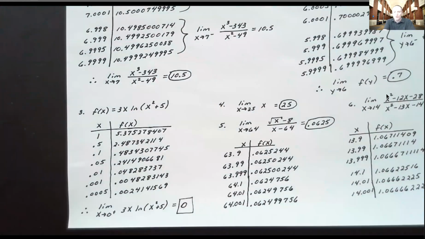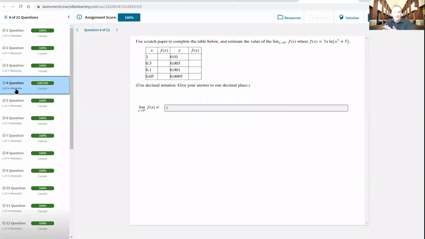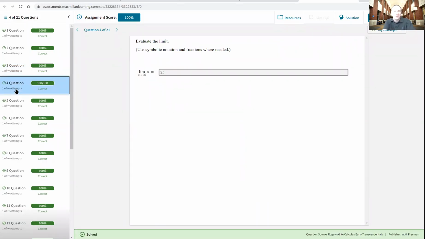Now, number 4 was a really strange problem here. Didn't like it a bit. Notice it's just saying evaluate the limit as x approaches 25 of x. Of course, the answer is 25. There's no work to show in that one. Anytime a function exists where its limit is going to, you just plug it in. So that's the same thing as f of 25.